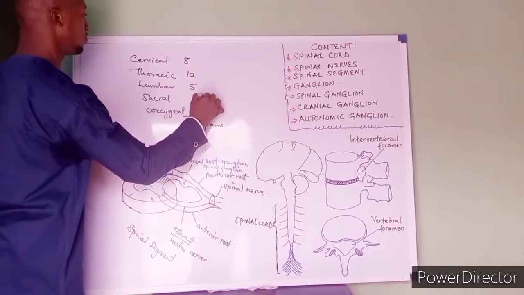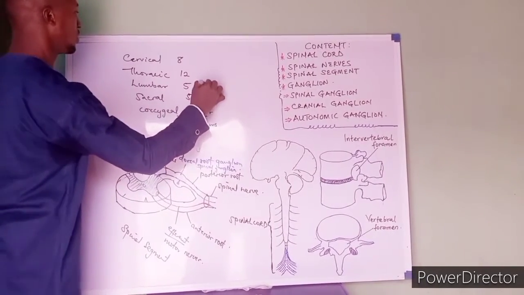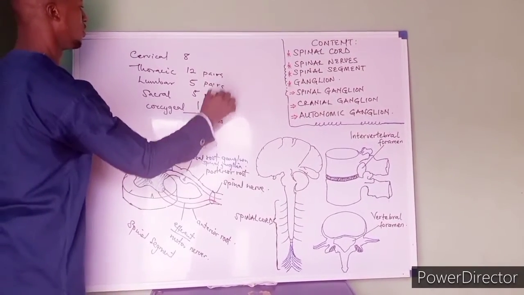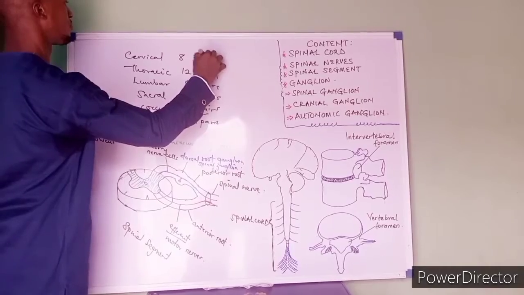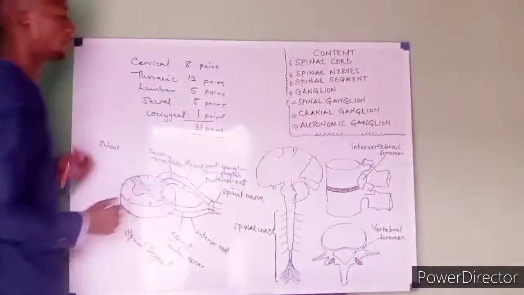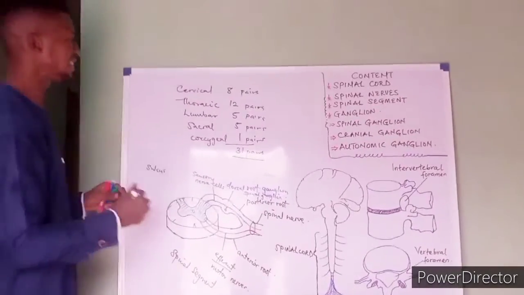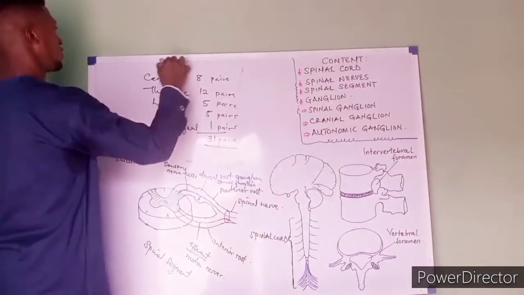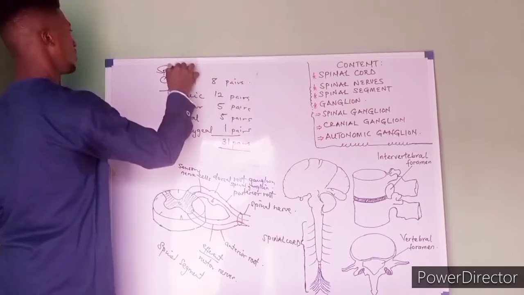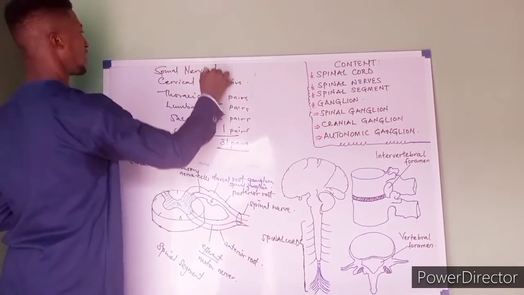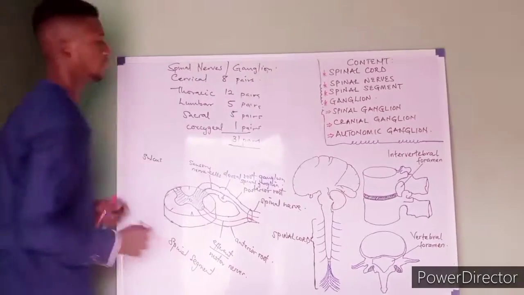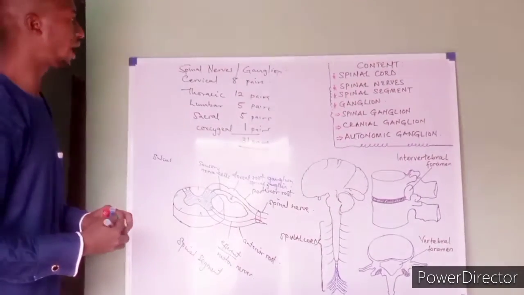These are in pairs. So we definitely have 31 pairs of spinal nerves. I say we have the same number of spinal nerves and what? The ganglia. So we have 31 pairs of spinal ganglia also in this aspect.